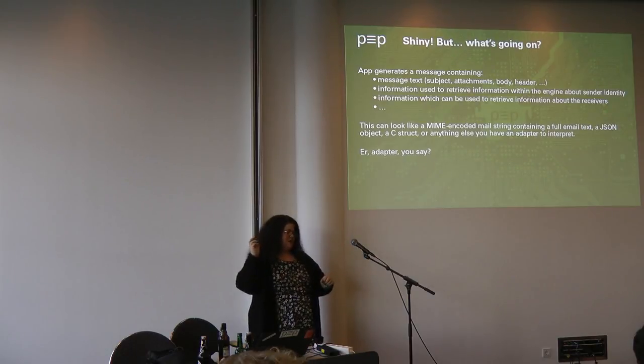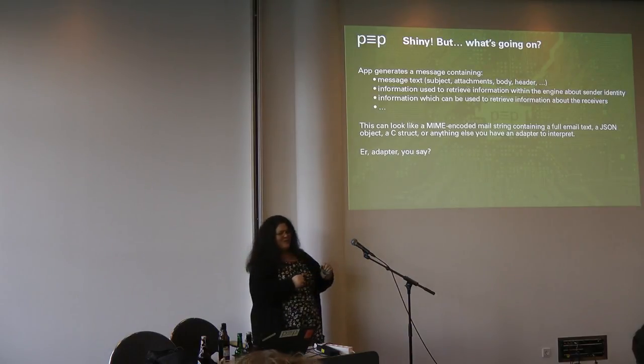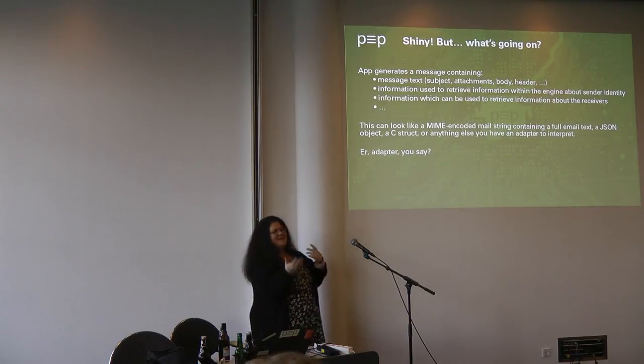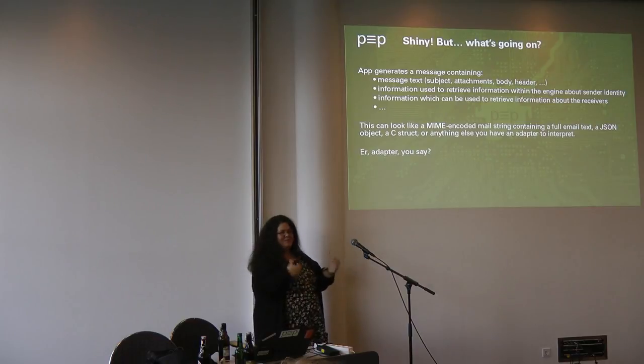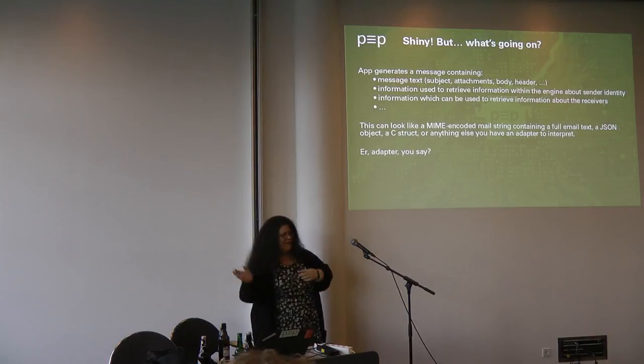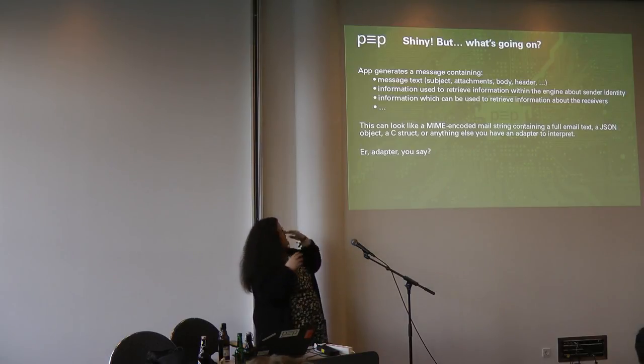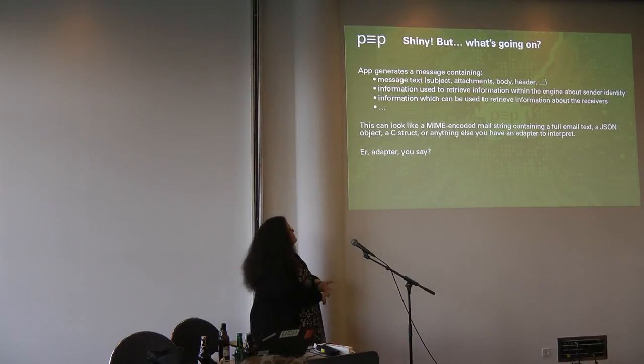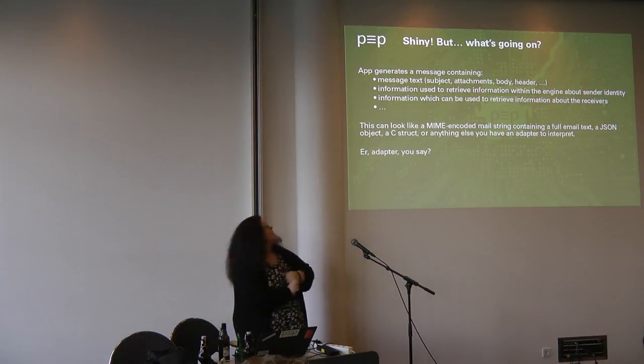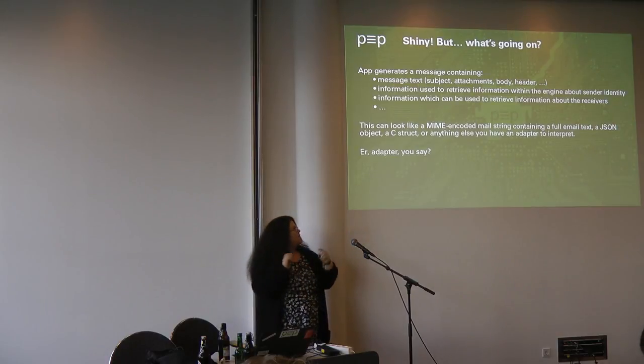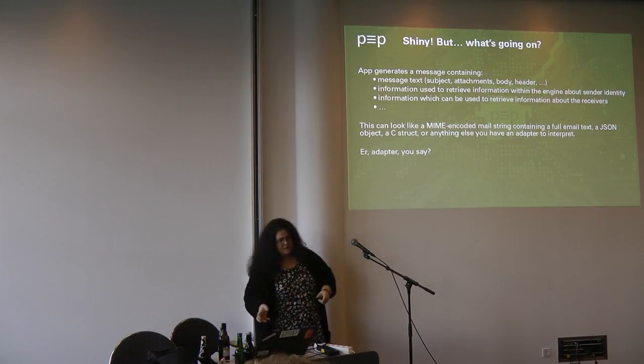So I can use, say, XMPP to send something to this nice gentleman here in the front row who I know, and he only accepts email messages, but he's able to get that message anyway. And when he gets that message, he can reply using the same format, and I get a message back via XMPP. So we have a standardized format for message text. It might have a subject, it might have attachments, a body, or a header. The app generates those things. It gives information, which is used to retrieve information within the engine about the sender's identity.